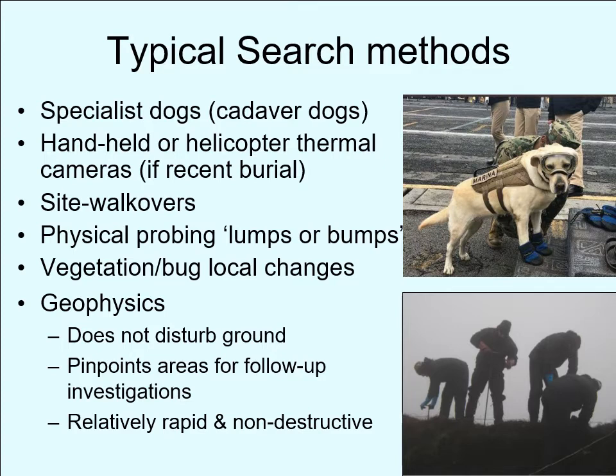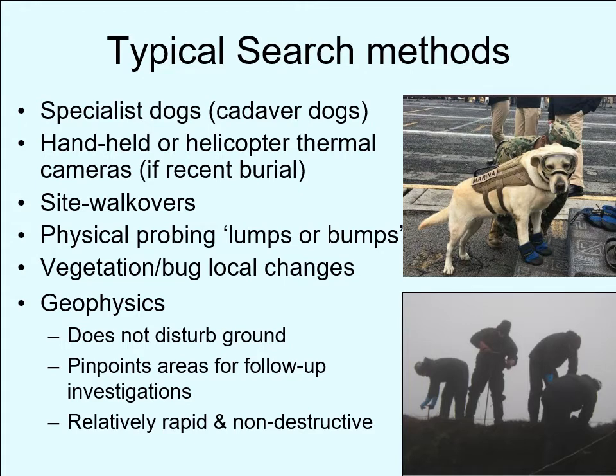It's not all geophysics, of course. There's a lot of other techniques you could use. For example, specialist dogs used for search, particularly for humans. They're called cadaver dogs. This one on the right looks like he's got some boots on, so he's obviously going through broken ground. You could be using thermal imaging, perhaps from handhelds, drones more recently, or helicopters, for example, looking for recent buried or surface remains.